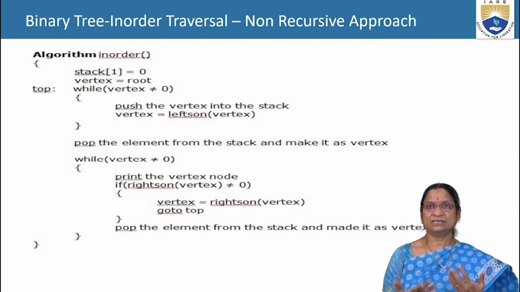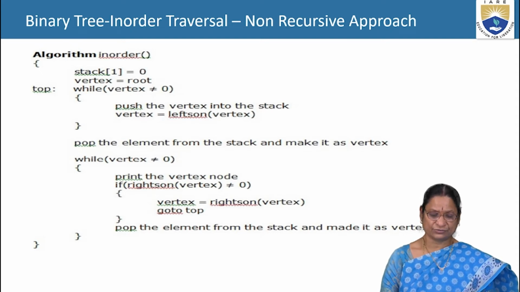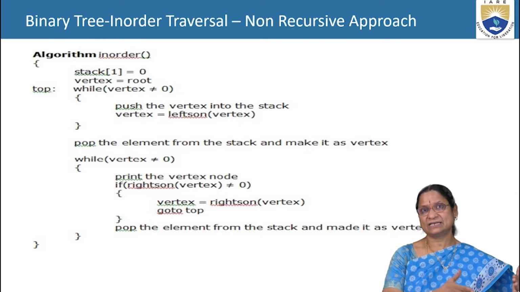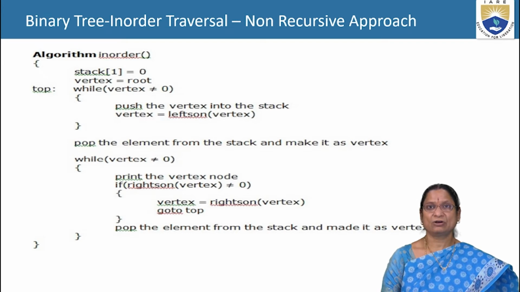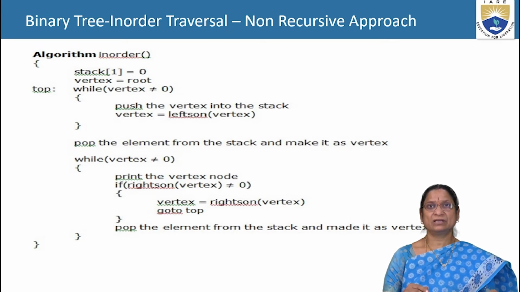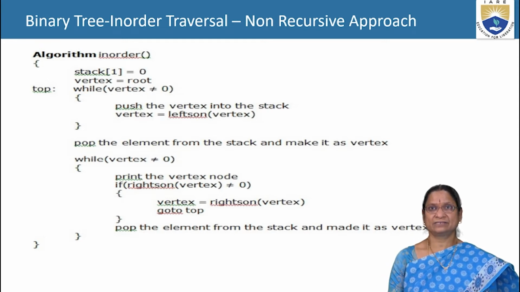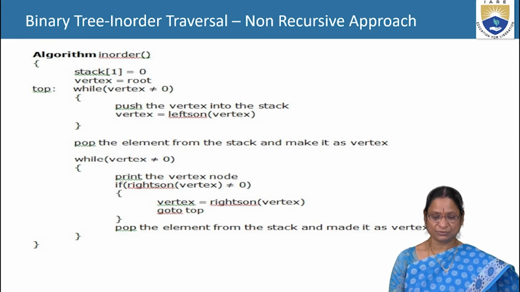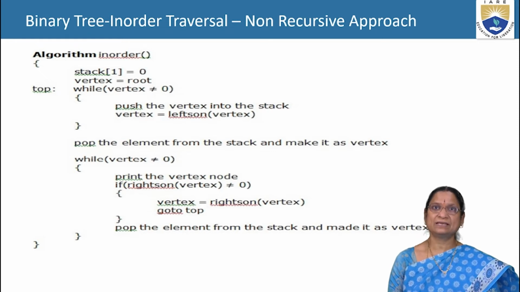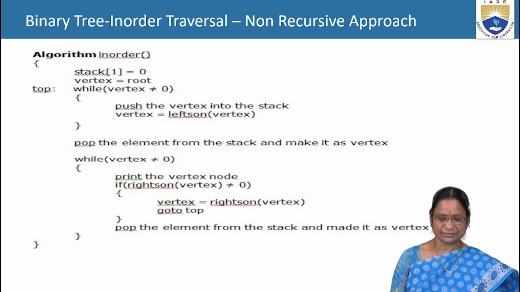We can use either PTR or vertex, anything. That means we are just traversing till the leftmost part. Once it has reached the leftmost, then we print and move to the right children at each node. Pop the element from the stack and make it the vertex. While vertex is not equal to 0, print the vertex first, then update the vertex with the right vertex. Then we move again to the top, the position from where it has to be repeated.